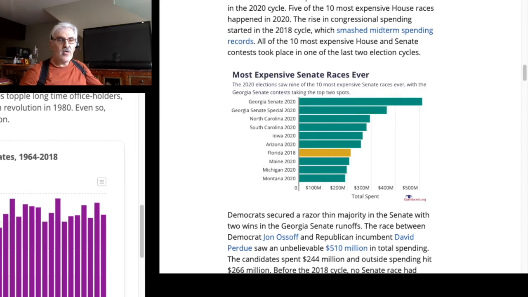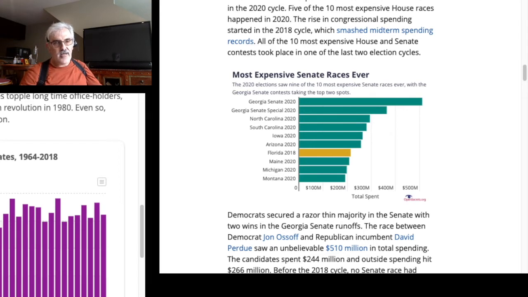As you recall, there were two runoff elections in Georgia because the election was very close between the Democrat and the Republican, and they had a January runoff, and the Democrats were able to win the two Senate seats in Georgia by a very close margin, and then Congress was controlled by Democrats. Both the House and the Senate, as a result of this election, were controlled by Democrats, and now the president is also Democratic. So we have unified government right now at the moment.